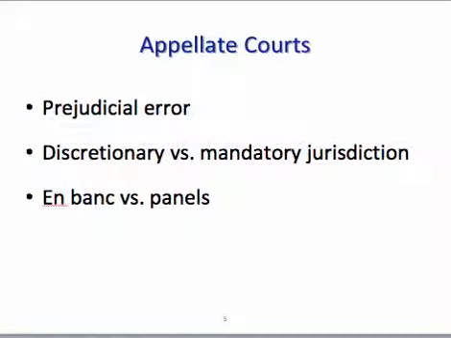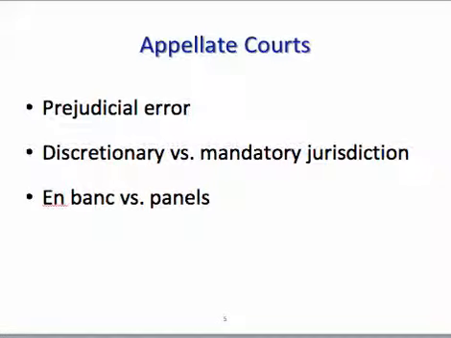In different states, you have this contrast between discretionary or mandatory jurisdiction. This has to do with their ability to choose what cases they're going to have. So, if there is discretionary jurisdiction, then the court can decide whether or not to grant review of a case. If it is mandatory jurisdiction, it means that every case that comes up, they have to hear.